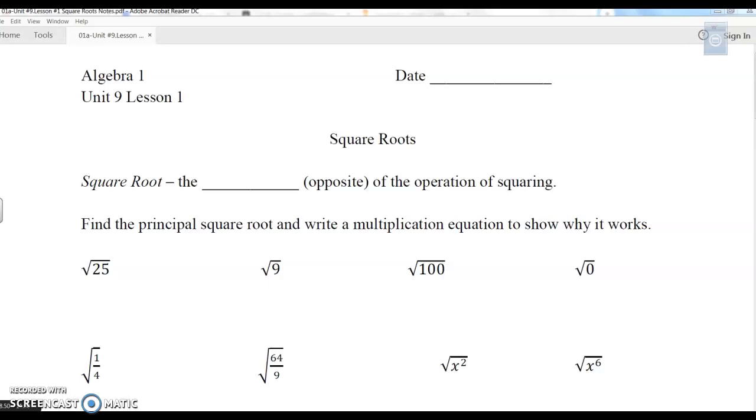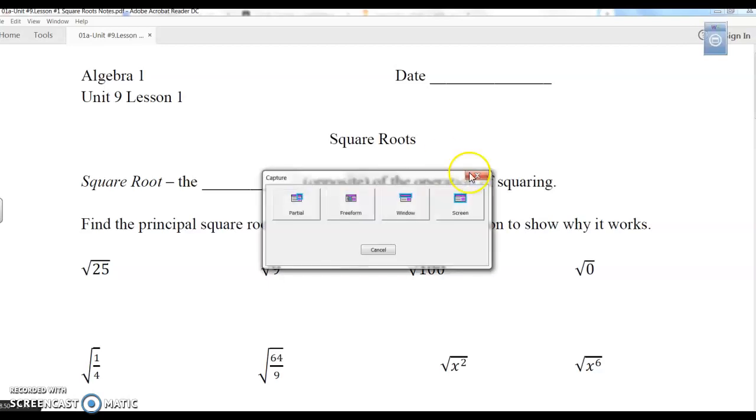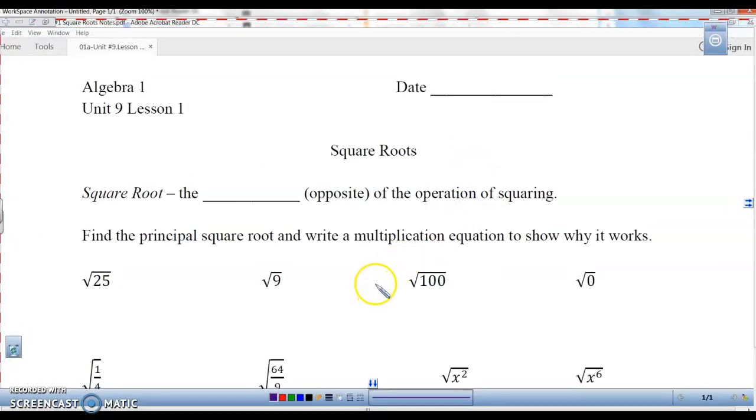This is Algebra 1, Unit 9, Lesson 1 on square roots. This video is going to cover the first page of the notes, so let's take a look at them. Alright, so this unit that we're starting is about starting out with square roots.